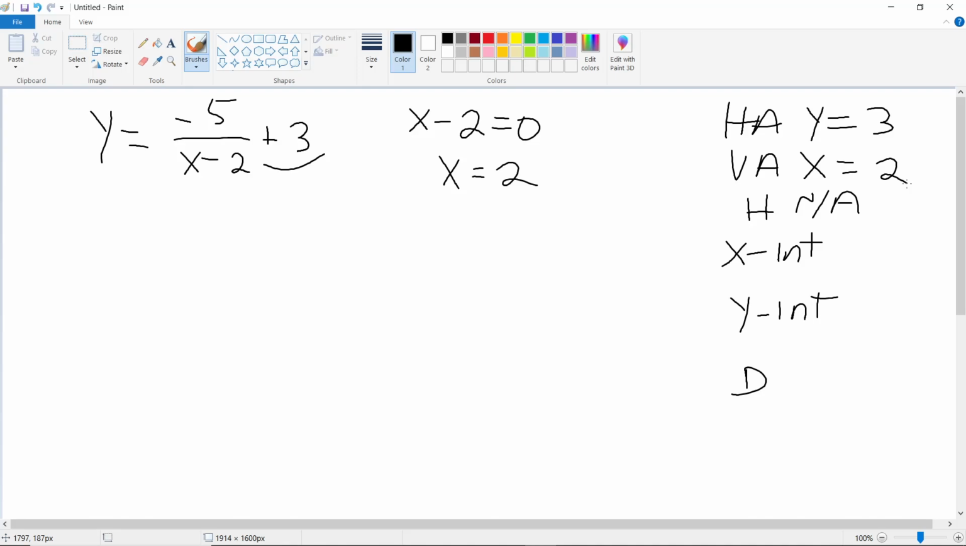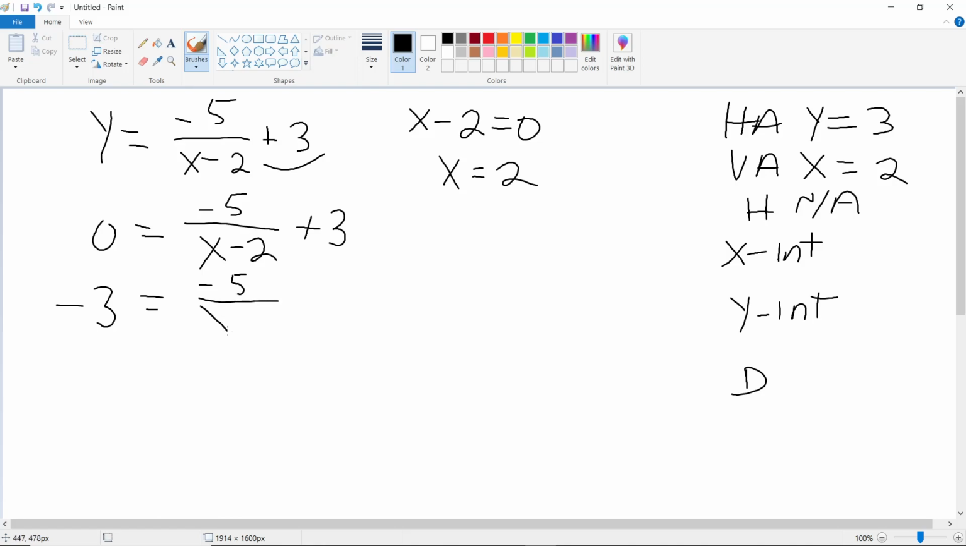X-intercept is when y is 0. 0 equals -5 over x minus 2. I worked this one earlier and I forgot about the plus 3. So now I have to subtract 3 from both sides. -3 equals -5 over x minus 2. I will divide both sides by -5. -3 over -5 equals 1 over x minus 2.